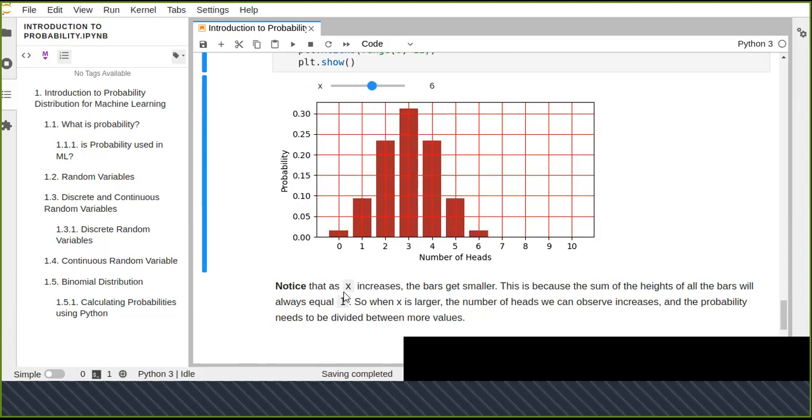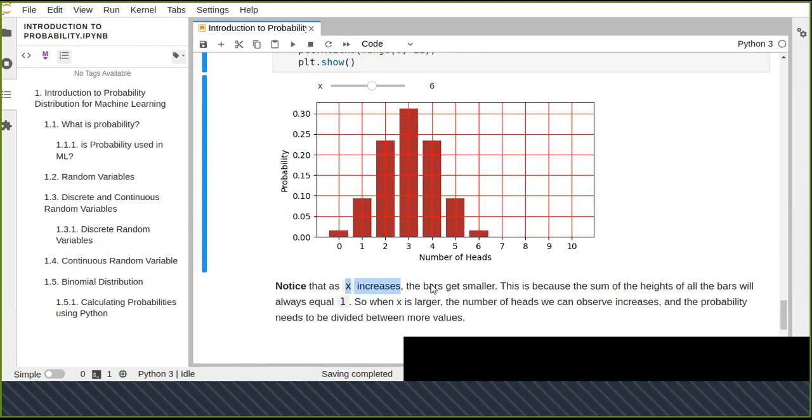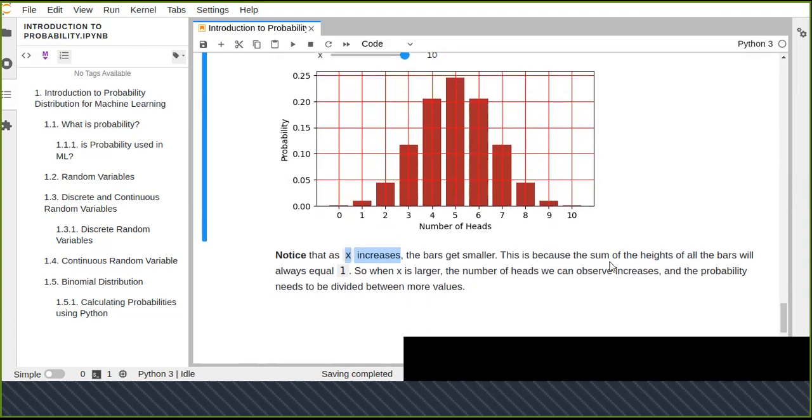Note that as x increases, that is, the number of experiments increases, the number of heads we can count increases. Here, the bars get smaller. This is because the sum of the heights of all the bars will always equal 1. That is, the probability of failure and success equals 1. That is the height of the bars.